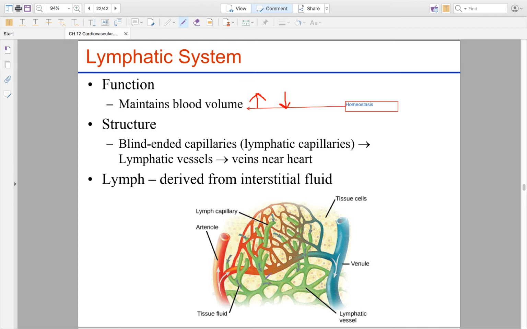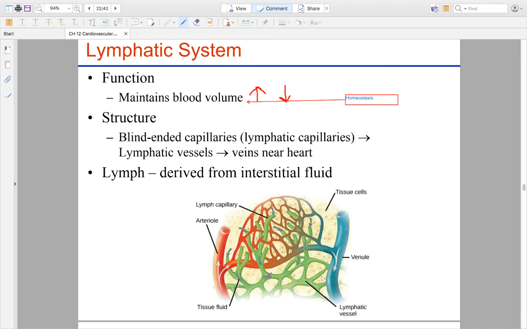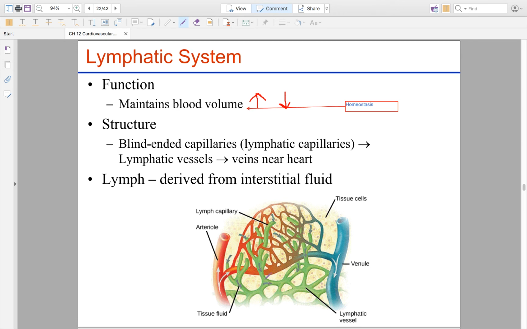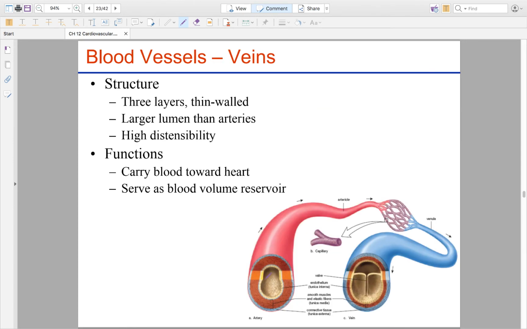So the lymphatic system has a huge role in that and other things, but for the sake of this class, we're not going to go any further on that. Okay, now let's get to veins.